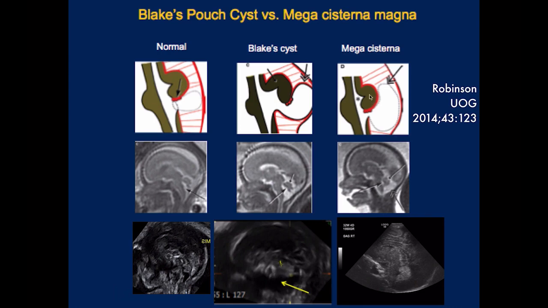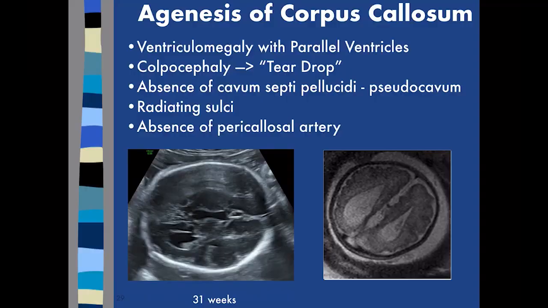A megacisterna magna is when the vermis stays in line adjacent to the midbrain and still has this large cisterna magna. So you can see that here. This is right next to the midbrain, and this is the large cisterna magna. And here it is on 3D ultrasound: there's the fourth ventricle, there's the vermis lined up right adjacent to the midbrain, and there's the large cisterna magna.